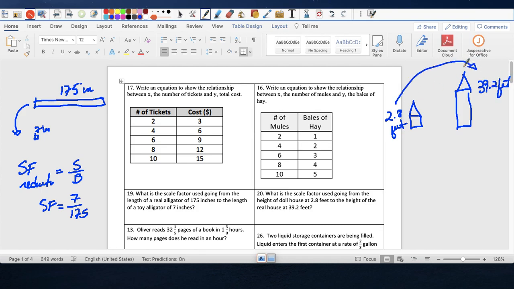What's the scale factor? What did we multiply that by? That's basically what I'm asking, right? So it's an enlargement, so it's going to be a number greater than 1. So the scale factor is going to be big over small, 39.2 over 2.8. I have no idea what that's going to be. I have a calculator. And just in case your multiple choice is not that number, 39.2 divided by 2.8, the scale factor used is a nice, pretty number, 14.